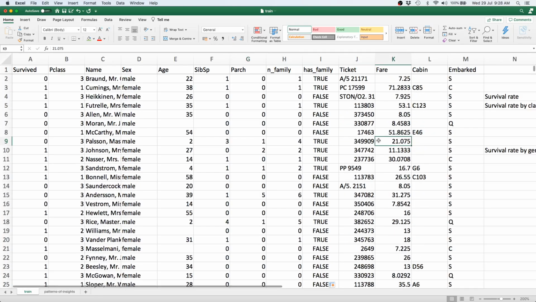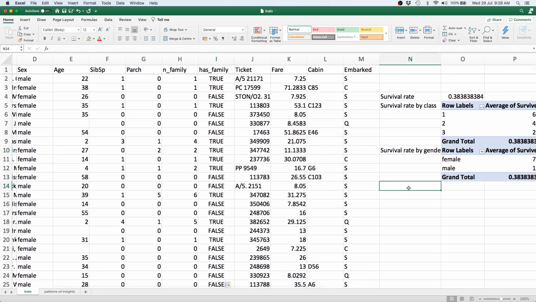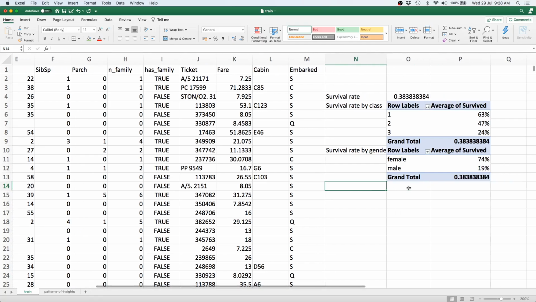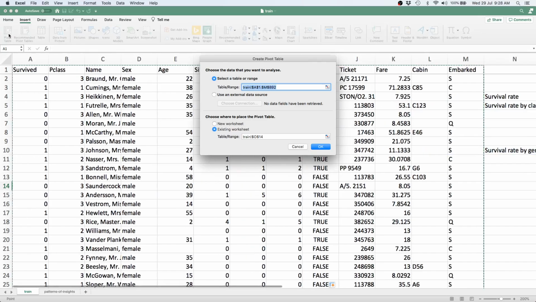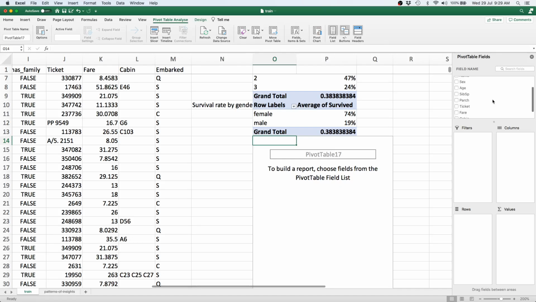Now, the question we had was, is a person with a family more likely to survive or not? So essentially what we need to do is find the survival rate depending on whether a particular person has a family or not. So again, we use a pivot table, go back to the insert tab, click on pivot table, and the same range is selected. The new output range or the cell is also selected. We click on OK. That gives us the pivot table, and then we say that what I want in my rows is whether a person had a family or not.